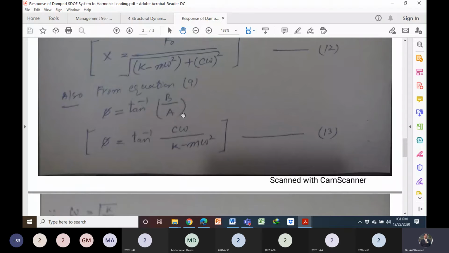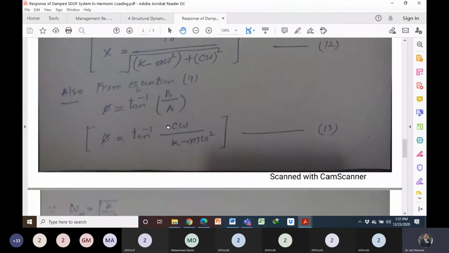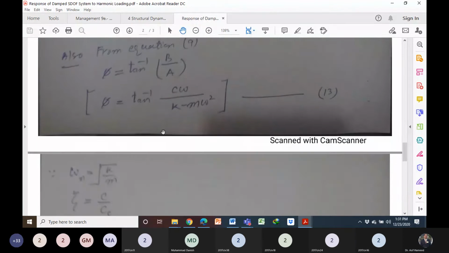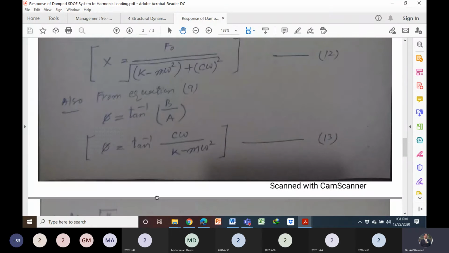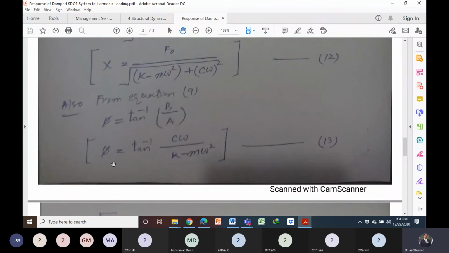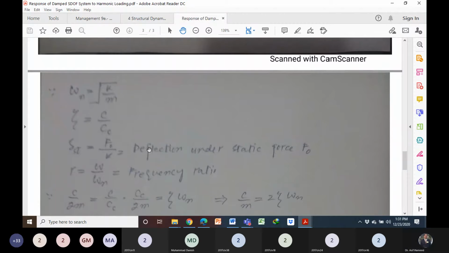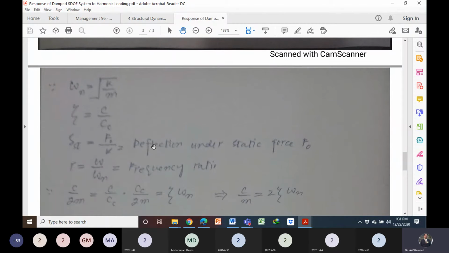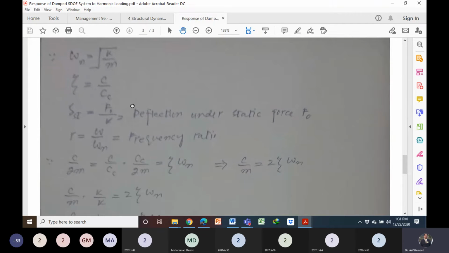Okay? Now we have to calculate the values of the dynamic amplitude and the phase angle in terms of the frequency ratio and the damping ratio. What is omega n? This is the natural frequency of the undamped system. Omega n is square root of k over m. Zeta, tell me, we have done this many times.